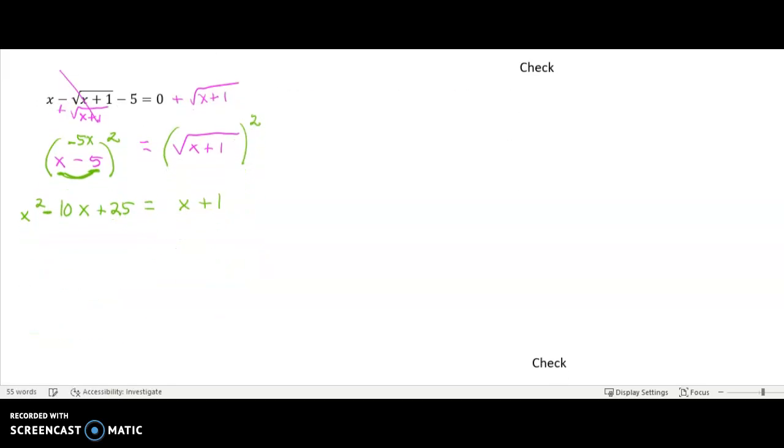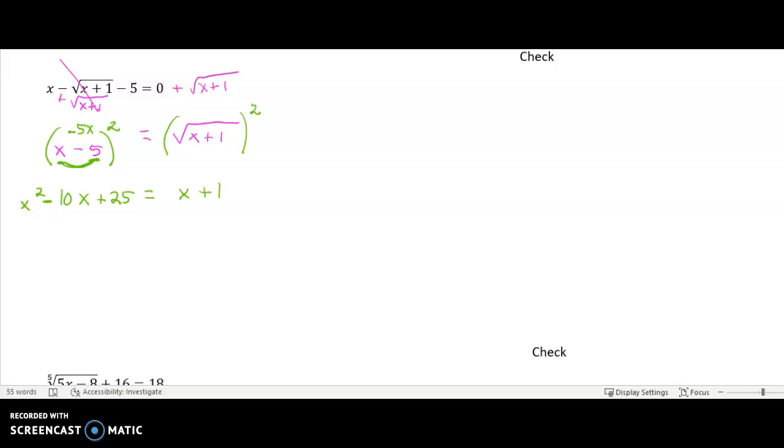All right, now the last part is to shift everything to one side so that I can factor. So I'll need to subtract x from both sides. And while I'm at it, I may as well subtract 1 in order to get 0 on the right side. So that will give me x squared minus 11x plus 24 equals 0.